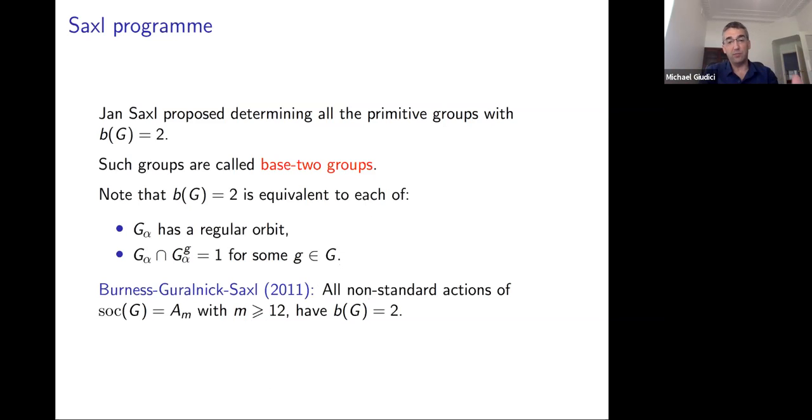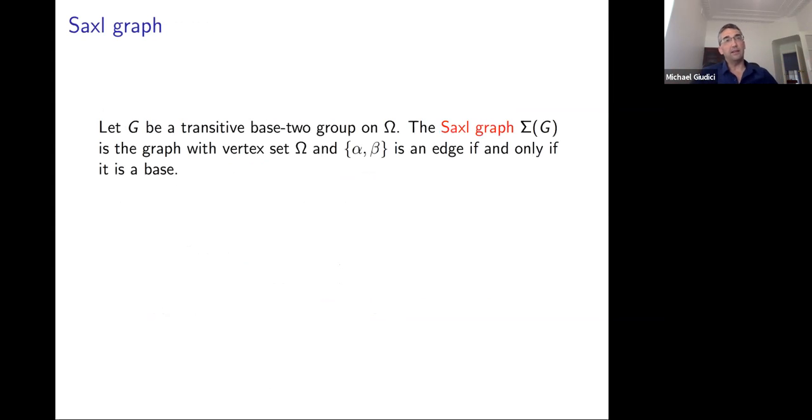Once you know that there is one base, you want to understand which pairs of points actually are bases. And so that's what Tim and I thought we'd look at, trying to understand, if there is a base of size 2, which points give me a base. And so we introduced what we've called the Saxl graph. So this is a graph. I've got G as a permutation group on a set omega. It's transitive, it has a base of size 2. And then the graph will have vertex set omega, and we'll join 2 points by an edge precisely when that's the base.